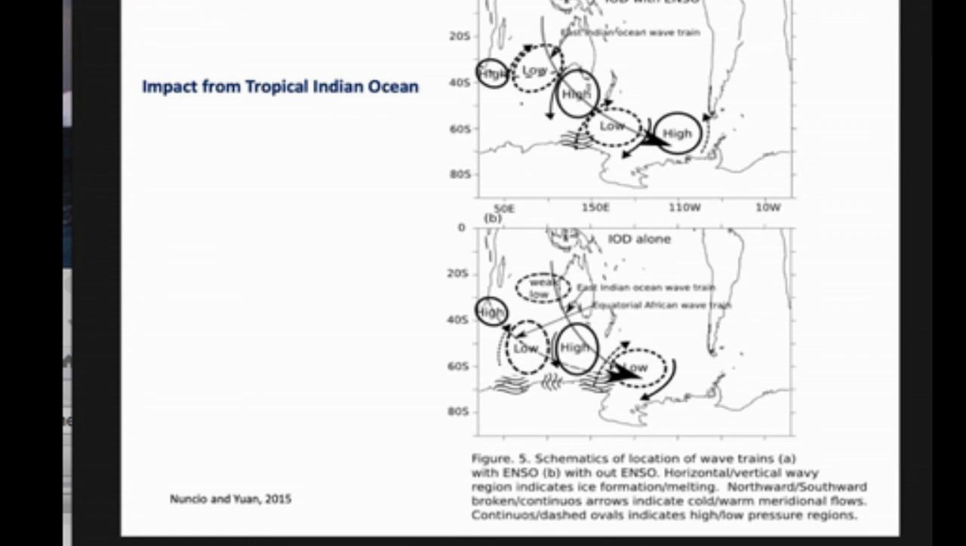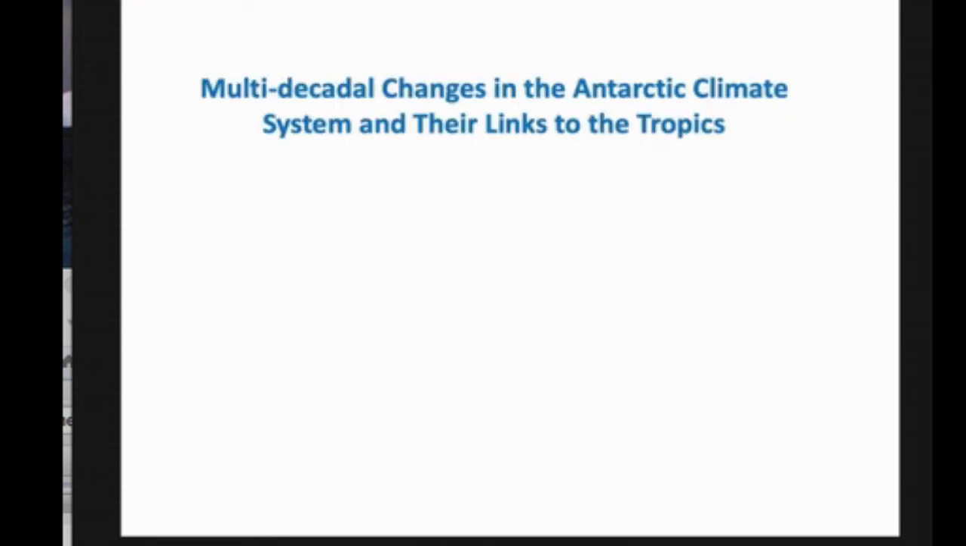So this is intra-annual variability. This is a new advance in the last decade. And now we move on to the multi-decadal changes in the Antarctic Peninsula and the links to the tropics.